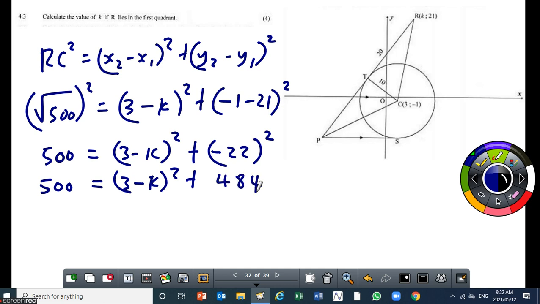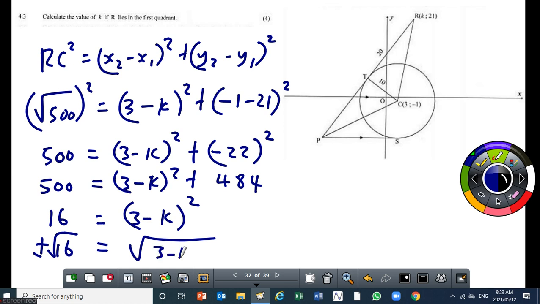484. Okay, you don't need to remove brackets here. You complicate the 484. Take the 484 to the left. If you do that, you get 16 equal to 3 minus k all squared. Then you take the square root on both sides, so you get plus or minus the square root of 16 is equal to the square root of 3 minus k all squared.